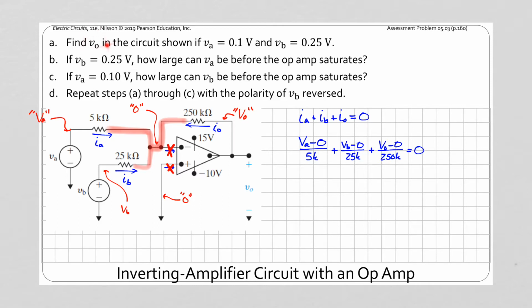Now here we want to find V0 for a value of VA and VB. We could plug those in right now, but later on we're looking for the range of VA for a given value of VB, or the range of VB for a given value of VA. So it seems like it would make more sense to go ahead and leave it algebraically now, solve for V0, and then we can plug in values later, however we like to. So these values are positive here. They'll become negative when I move them across the equal sign.